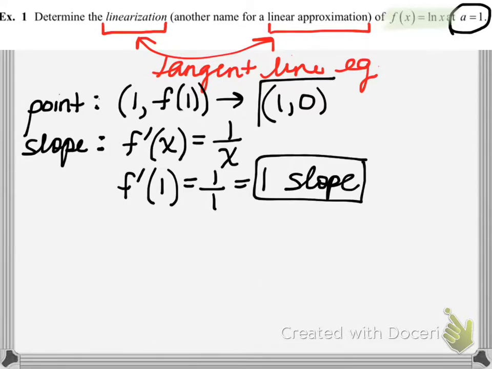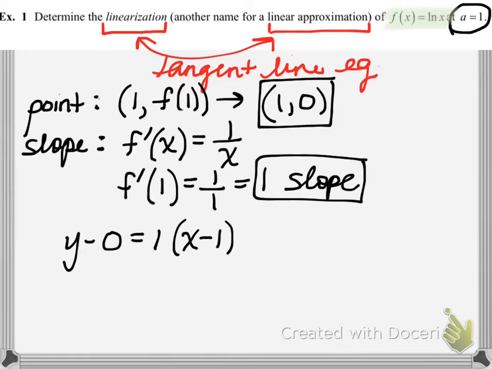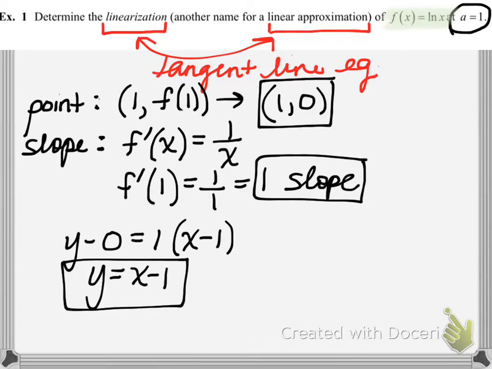So now using our point and our slope, we can use the point-slope form of a line and just write the equation for the tangent line. So y minus the y value, which is 0, is equal to our slope of 1 times x minus the x value of the point, which is 1. So this is essentially y is equal to x minus 1, which is a perfectly acceptable answer.